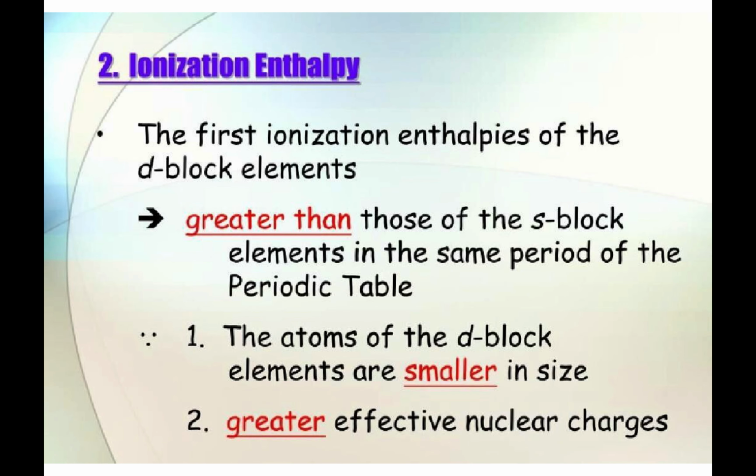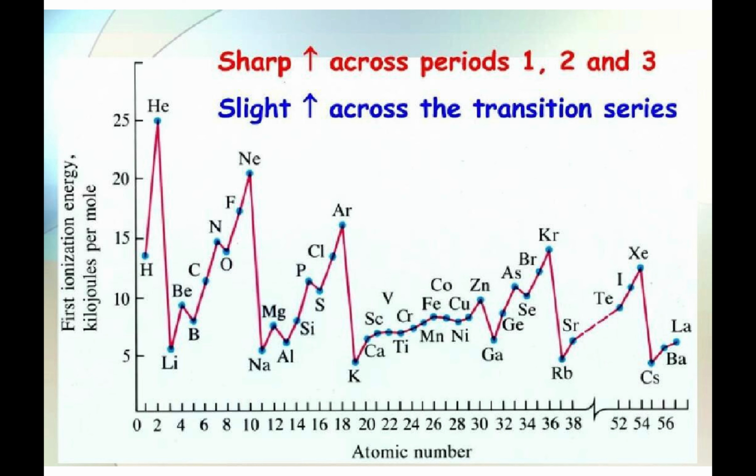So next is ionization enthalpy. The first ionization enthalpies of the D block elements are greater than those of the S block elements in the same period of the periodic table, because D block elements are smaller in size and their effective nuclear charges are greater. You can see the first ionization energy along the y-axis and atomic number along the x-axis: the sharp rise across the period for groups 1, 2, 3, and a slight increase across the transition series, which is marked in blue.